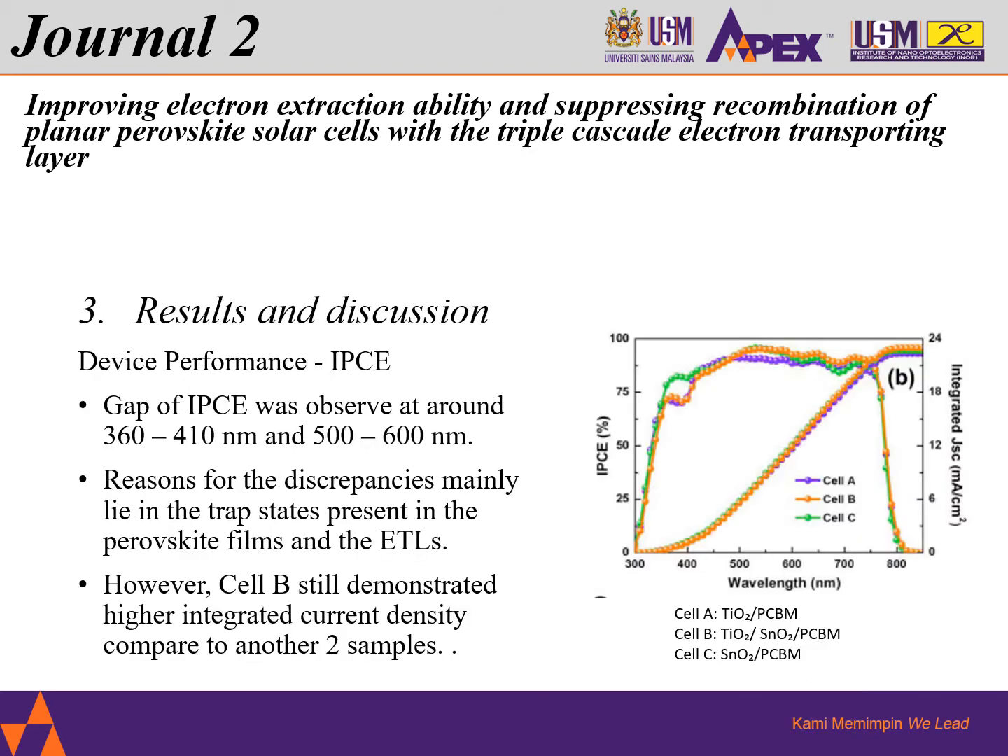Coming to the IPCE, we do observe some discrepancy, as you can see, in the range from 360 to 410 nanometer and 500 to 600 nanometer. The reason for this discrepancy is the trap state present in the perovskite film. Even though we observe this discrepancy, cell B, the one with the triple layer PCBM ETL, still demonstrates a very high integrated current density compared to the other two samples.